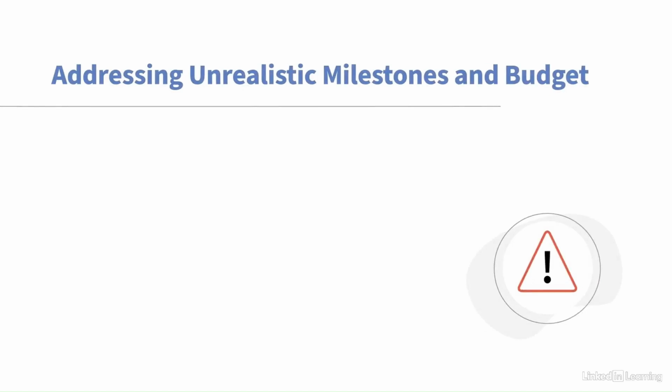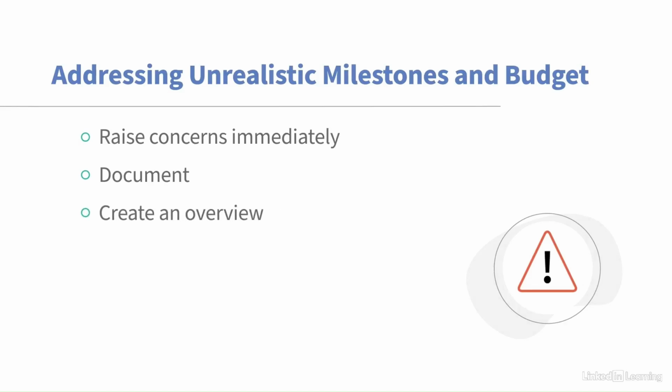Unrealistic milestones is also something I know. The business always wants to have it quicker, have it shorter, have it cheaper. But if the milestones and the budget are going to be unrealistic, make sure to raise your concerns immediately. Make sure your concerns are documented. If you want, create an overview of your opinion, of your ideas, and show the consequences, and then send this to somebody.